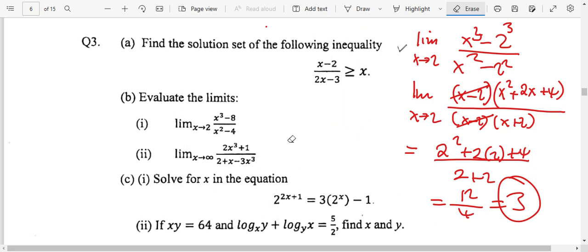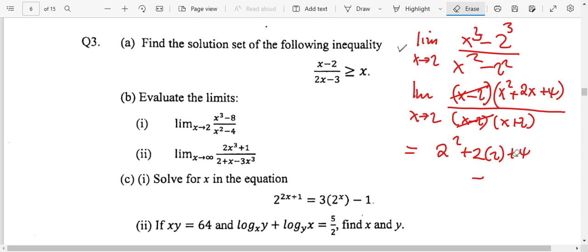I have a question. Yes. Is there any other way of working out the numerator? No. That's the only way. When you've got a difference of two cubes, you need to know that way. It's the only way to factorize that.